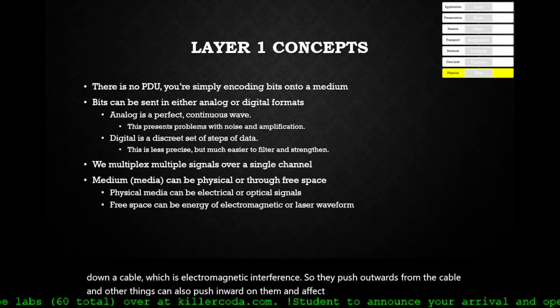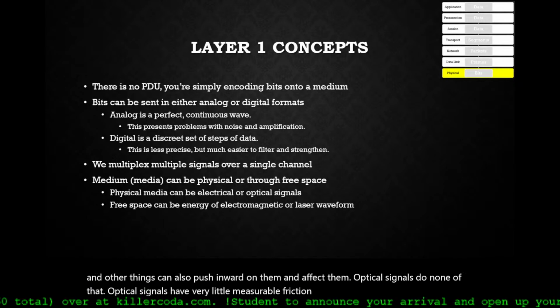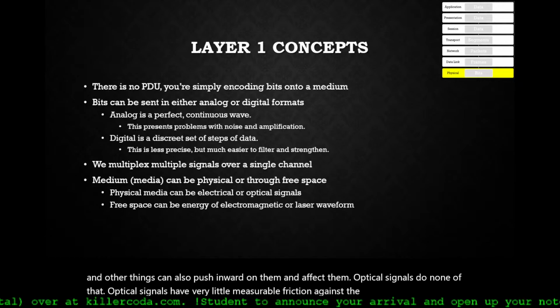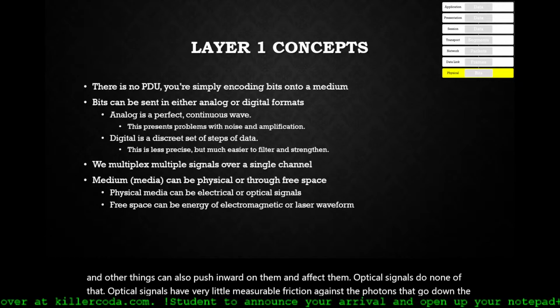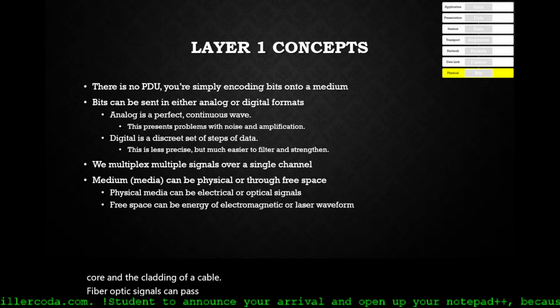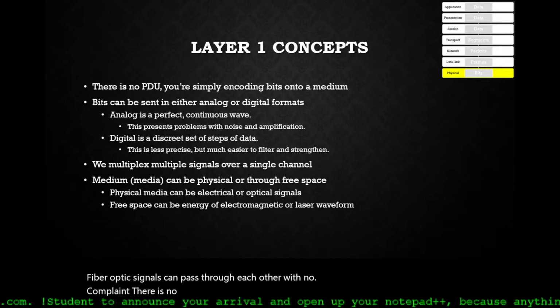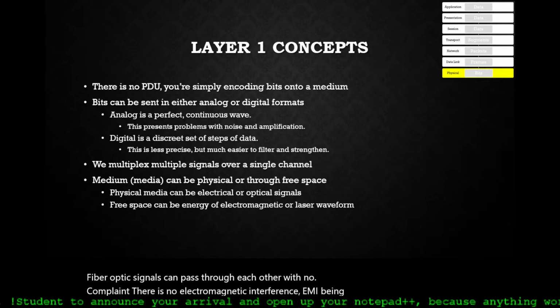Optical signals do none of that. Optical signals have very little measurable friction against the photons that go down the core and the cladding of a cable. Fiber optic signals can pass through each other with no complaint. There is no electromagnetic interference, EMI, being pushed out of an optical cable.